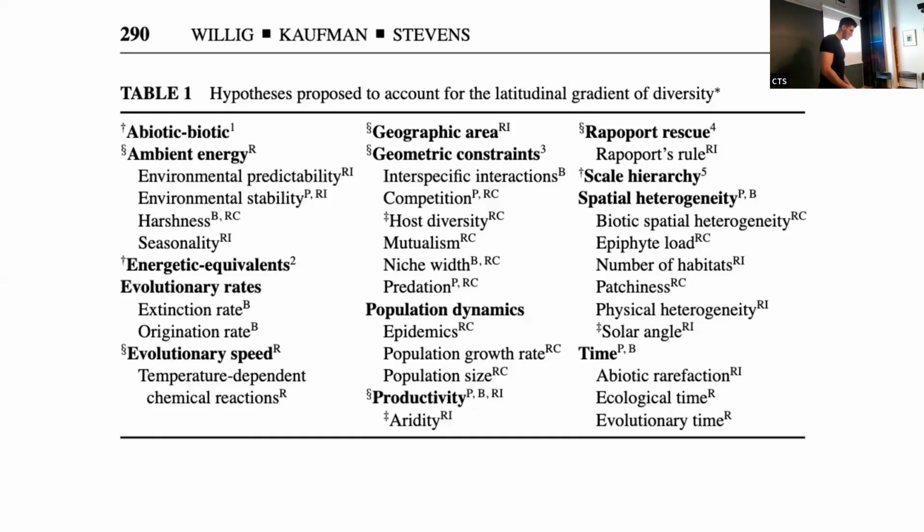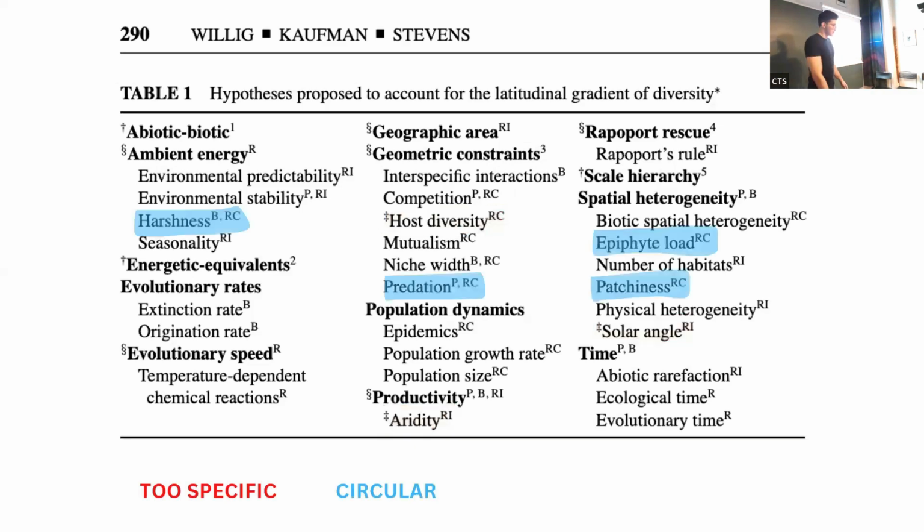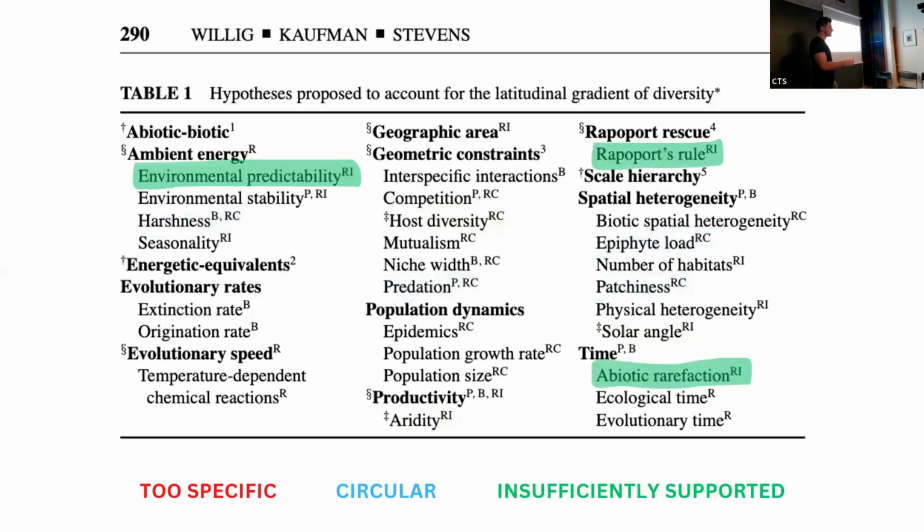They are considered a mixed bag because some of these explanations are too simple, by which I mean they are narrow and too specific to explain such a large-scale and widespread pattern. Some of these explanations, let's say harshness or predation, are considered circular in the sense that alone, in isolation, they cannot generate such a large-scale pattern. Or they are circular because they would not work without pre-existing biodiversity patterns. Why should there be higher predation in the tropics? They would say it's because there are more species, but that's what we want to explain, right? Yeah, exactly. And also some of these explanations are insufficiently supported.